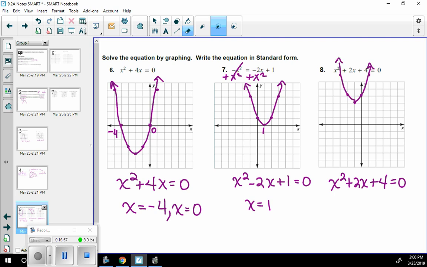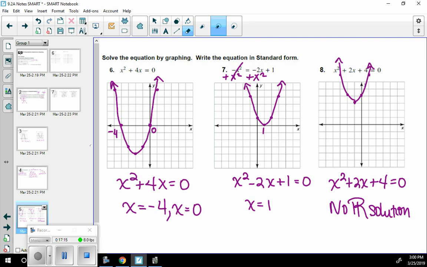So, how many solutions does this have? None, right? No x-intercepts means no real solutions. So, if it doesn't intersect that x-axis, then no real solution. Okay?